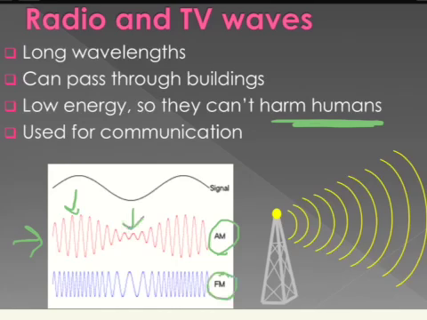FM stands for frequency modulation, and in this wave, you can see what's changing is not the amplitude. The amplitude stays the same, but look what's happening. You have a high frequency here and a lower frequency there. And so that's the difference between AM and FM radio. It's the way that the radio signal is actually carried.